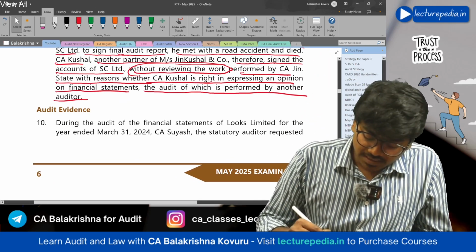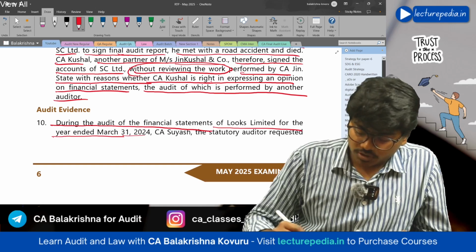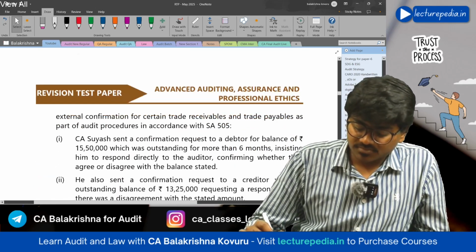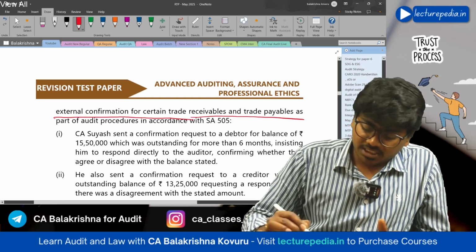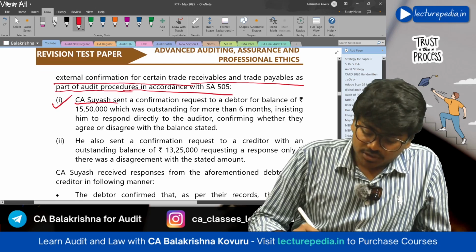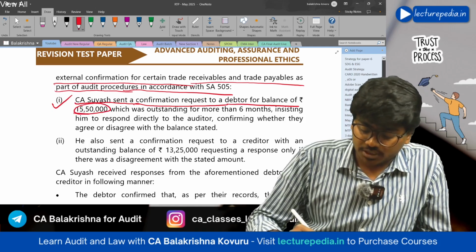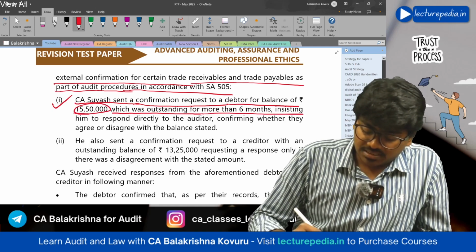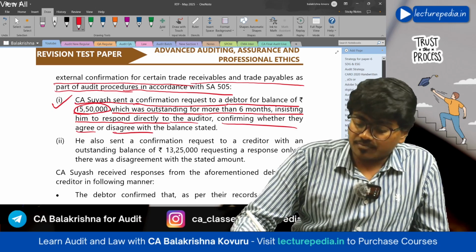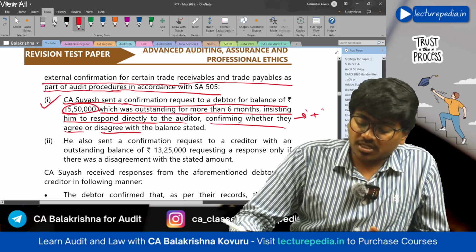Next, 10th question. During the audit of financial statements of Lux Limited for the year ended 31st March 2024, CA Suyash, the statutory auditor, requested external confirmation for certain trade receivables and trade payables as part of audit procedures in accordance with SA 505. CA Suyash sent a confirmation request to a debtor for a balance of rupees 15,50,000, which was outstanding for more than 6 months, asking them to respond directly to the auditor, confirming whether they agree or disagree with the balance stated. So, in both situations, the response has to be sent. So, it becomes a positive confirmation request.